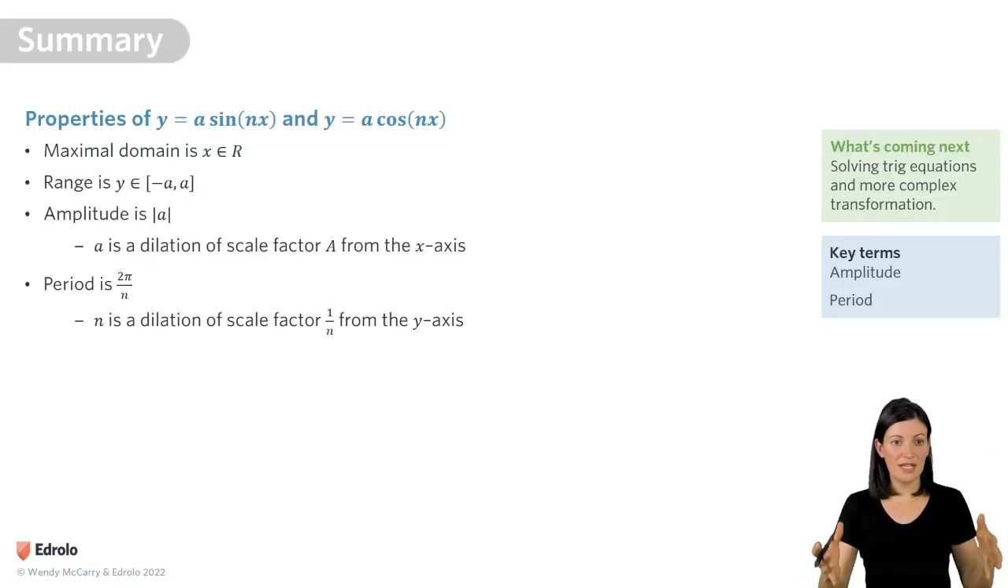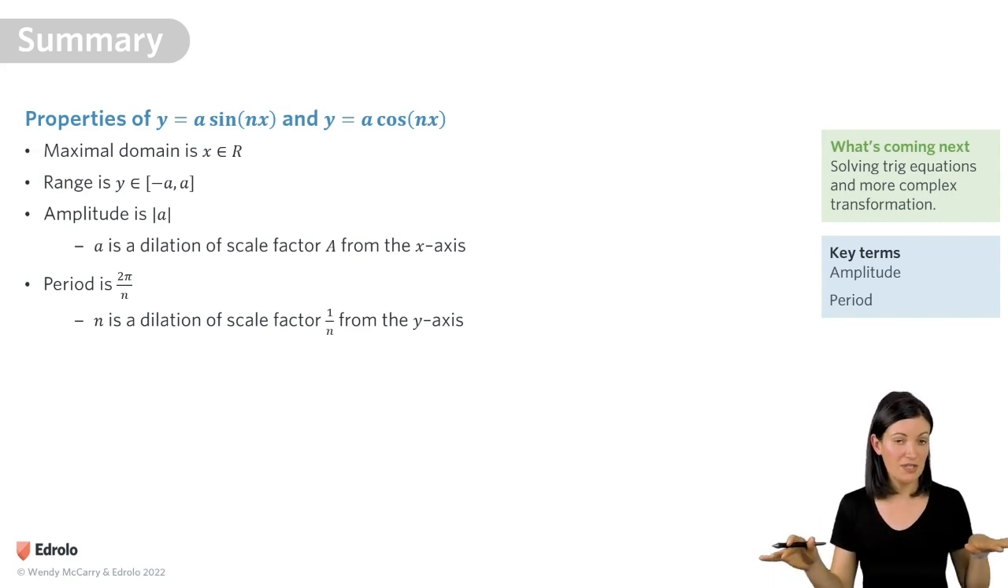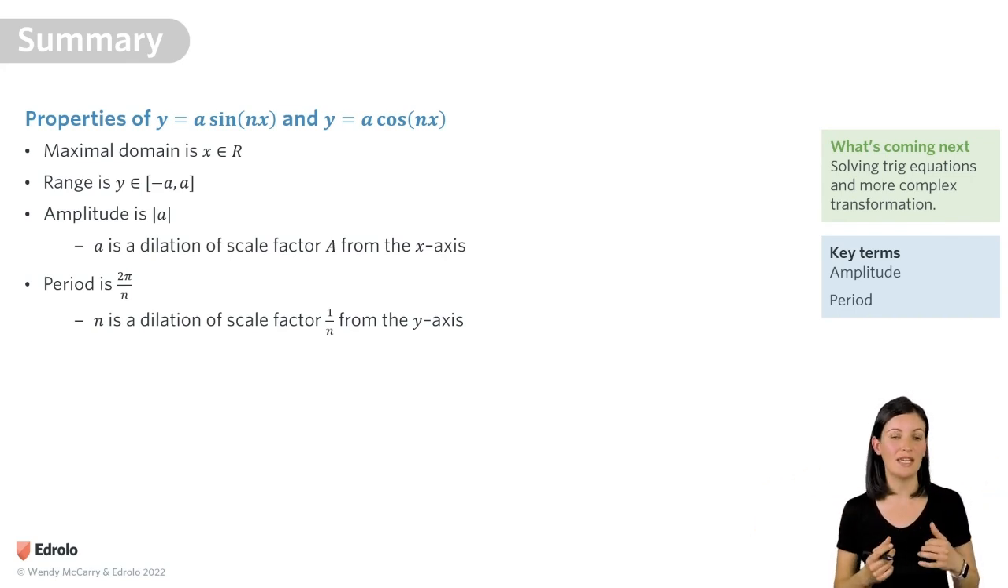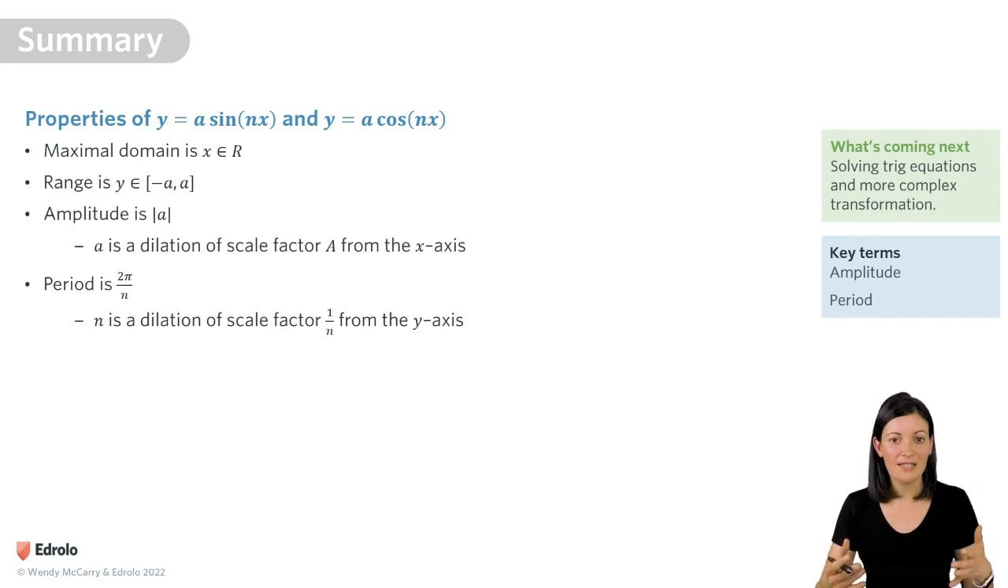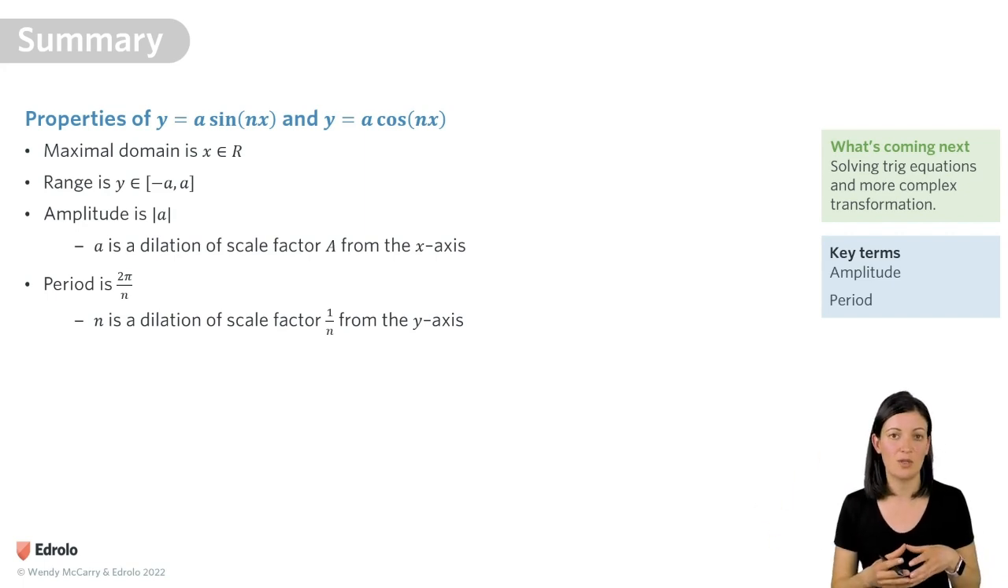Okay, so guys, I've summarized for you here the properties of y equals a sine nx and y equals a cos nx. What I'd suggest that you do here is that you sketch yourself the sine or the cosine function and label in your amplitude, your range, and that sort of thing, tying all of these key properties together. Okay, next lesson, we're going to jump to solving trig equations, and then we're going to come back to some more complex transformations where we're looking at your vertical and horizontal translations.